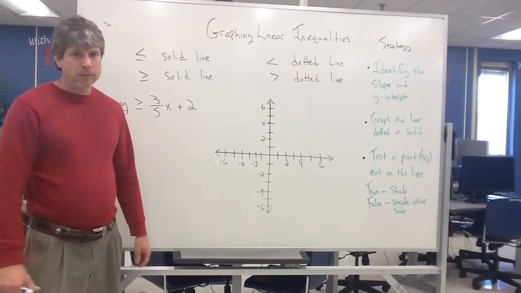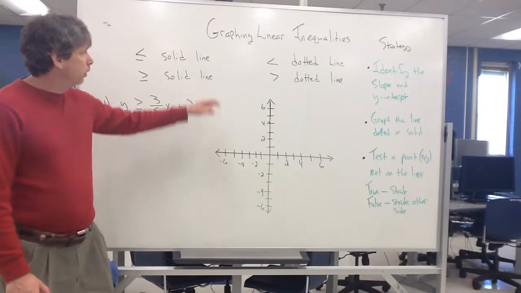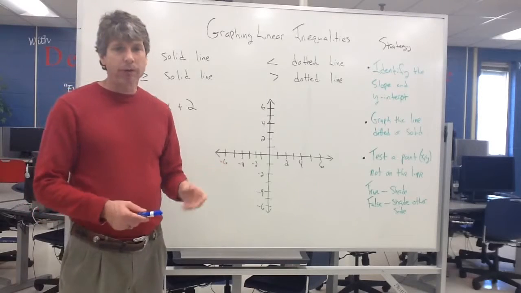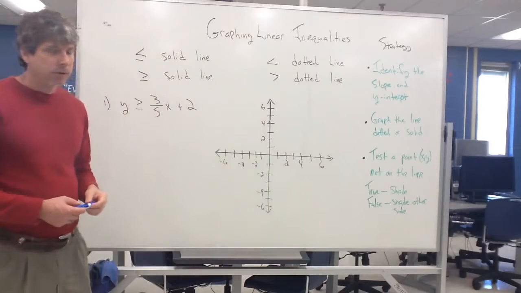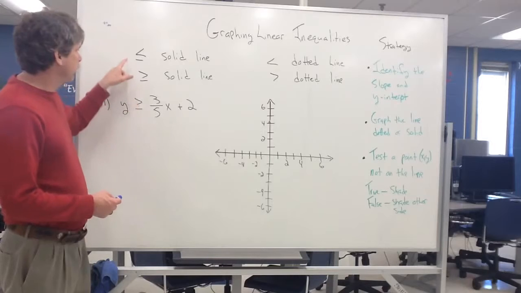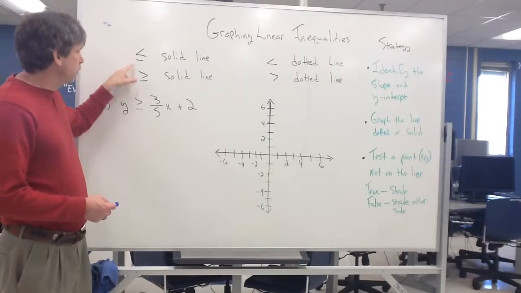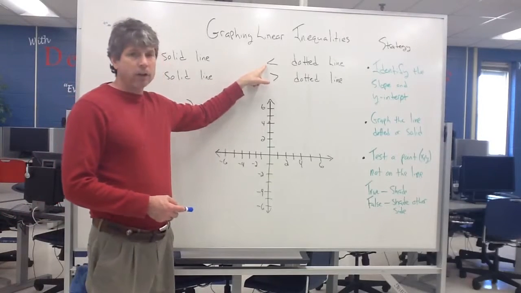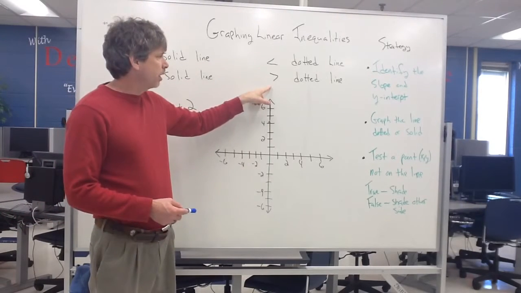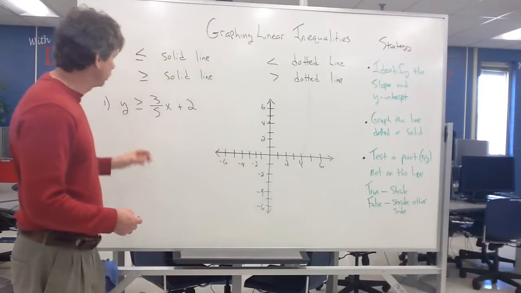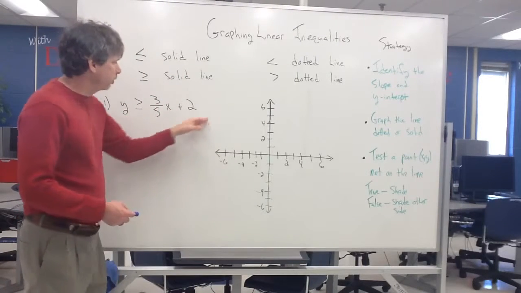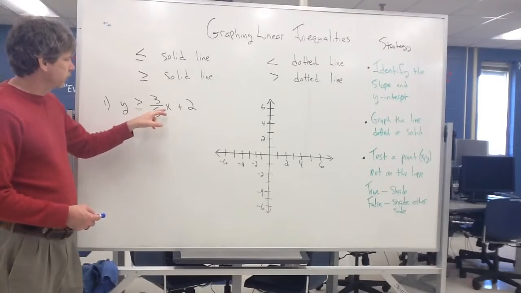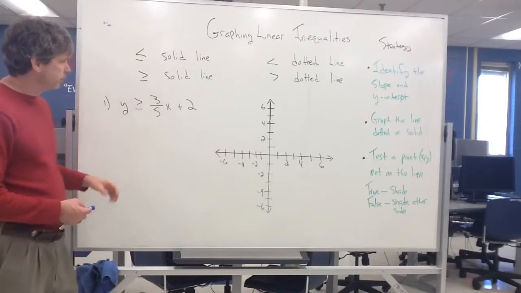So good afternoon. This afternoon we're going to work with graphing linear inequalities. It's not equalities, but inequalities. Now remember our inequality symbols: we have the less than or equal to symbol, the greater than or equal to symbol, this is our less than symbol, and this is our greater than symbol. So what we're going to have then is this linear inequality. So we have like y is greater than or equal to 3/5 times x plus 2.